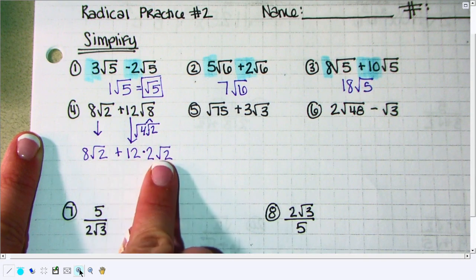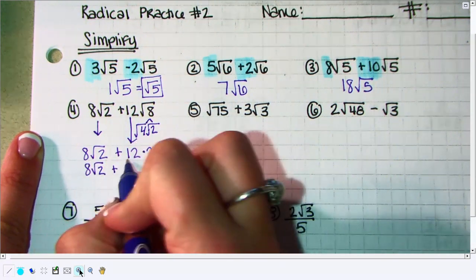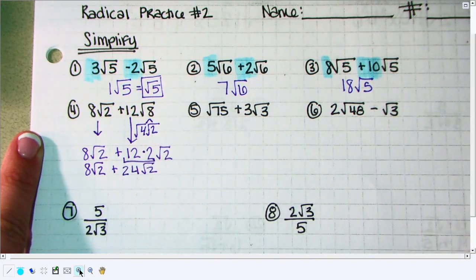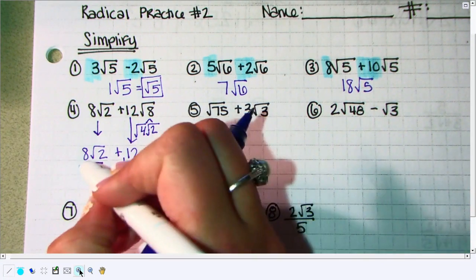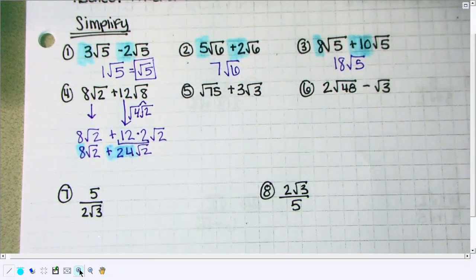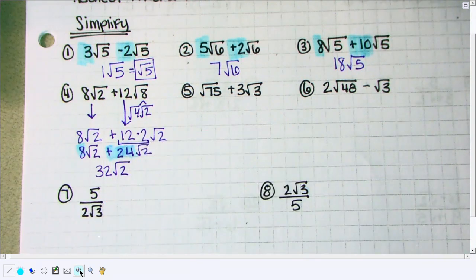Now we have identical values, so continuing to simplify, I have 8 square roots of 2 plus 12 times 2 is 24 square roots of 2. And now I can go ahead and add. So 8, just like we did before, 8 plus 24, since the square roots of 2 are identical. 8 plus 24 is 32 square roots of 2.